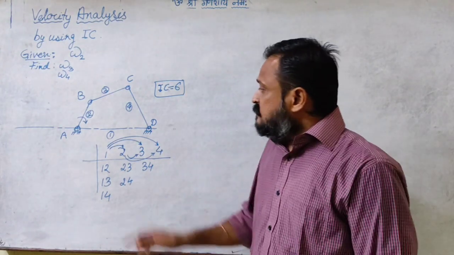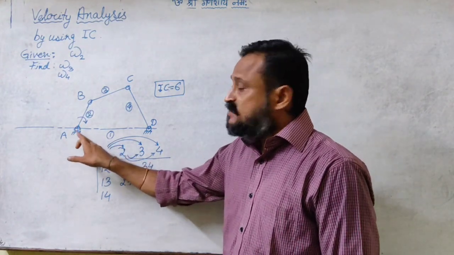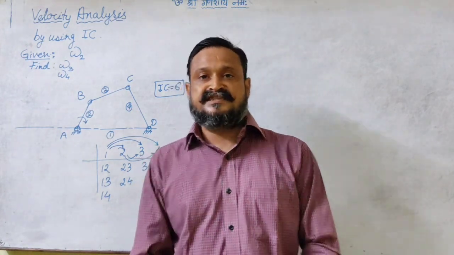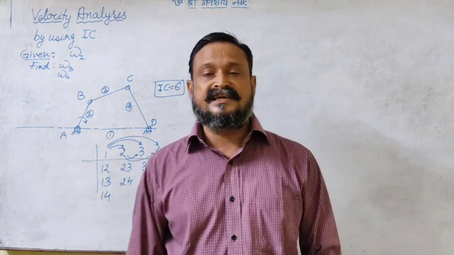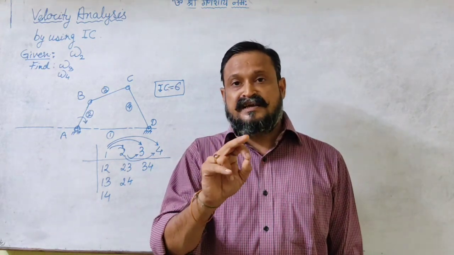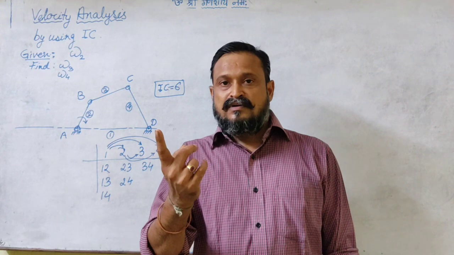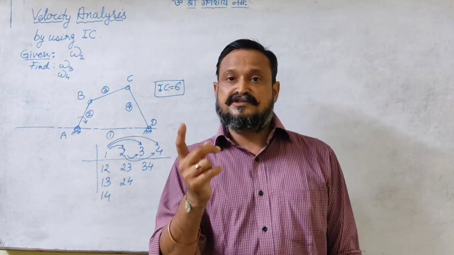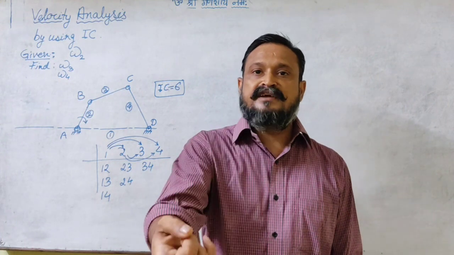So the joint between, this is one of the coincident points. If you remember the relative instantaneous center, what is a relative instantaneous center? If there are two bodies, then there exists a point in body 2 whose instantaneous velocity is 0, and it is a coincident point of body 1.